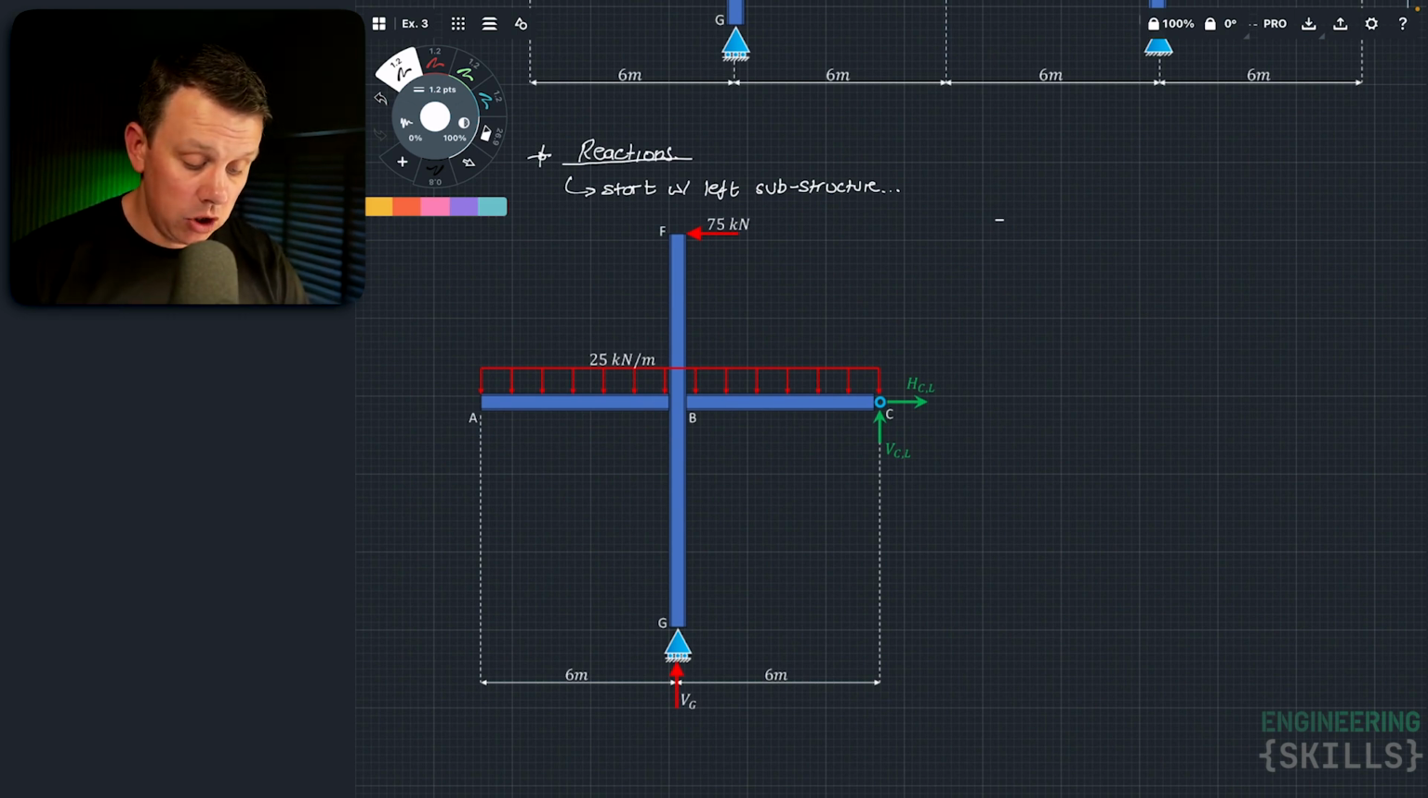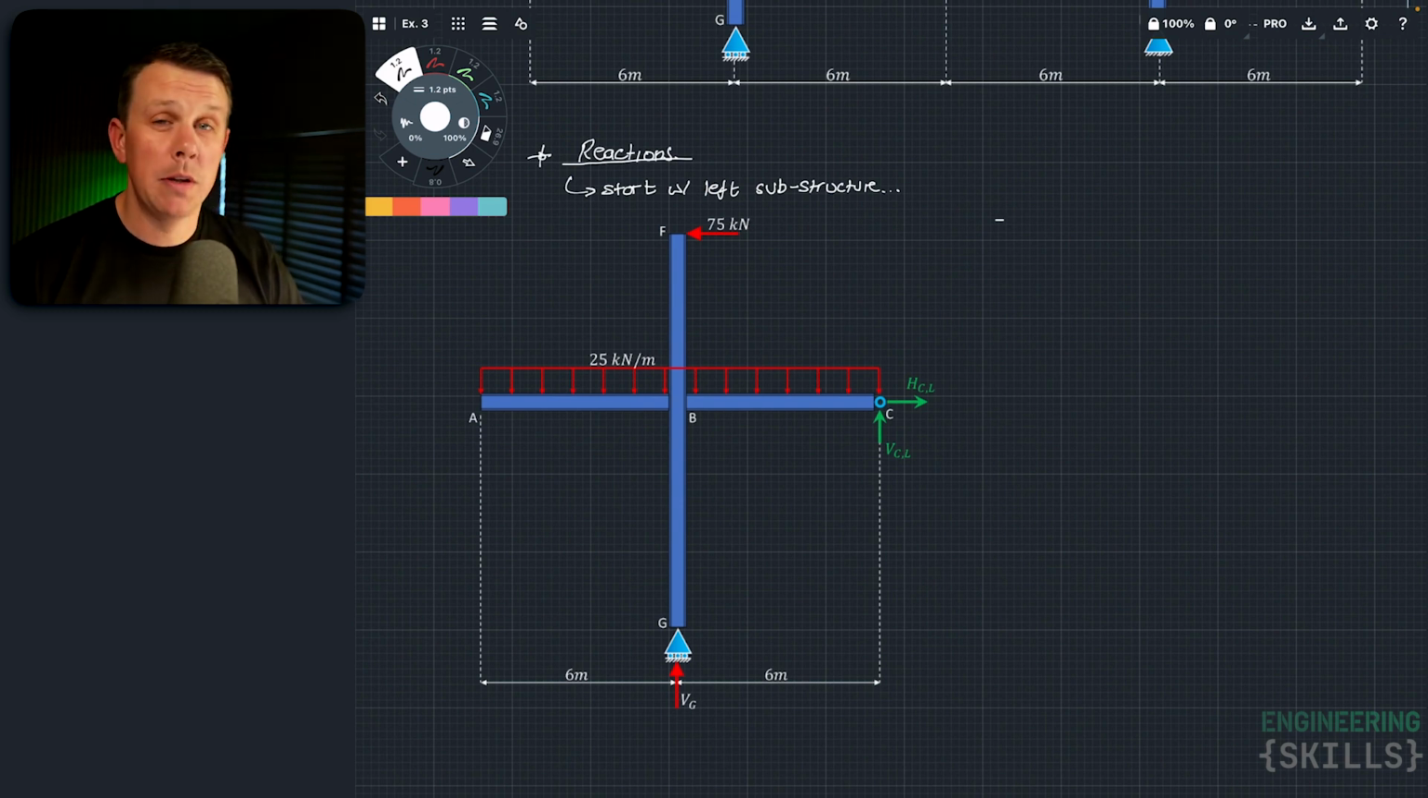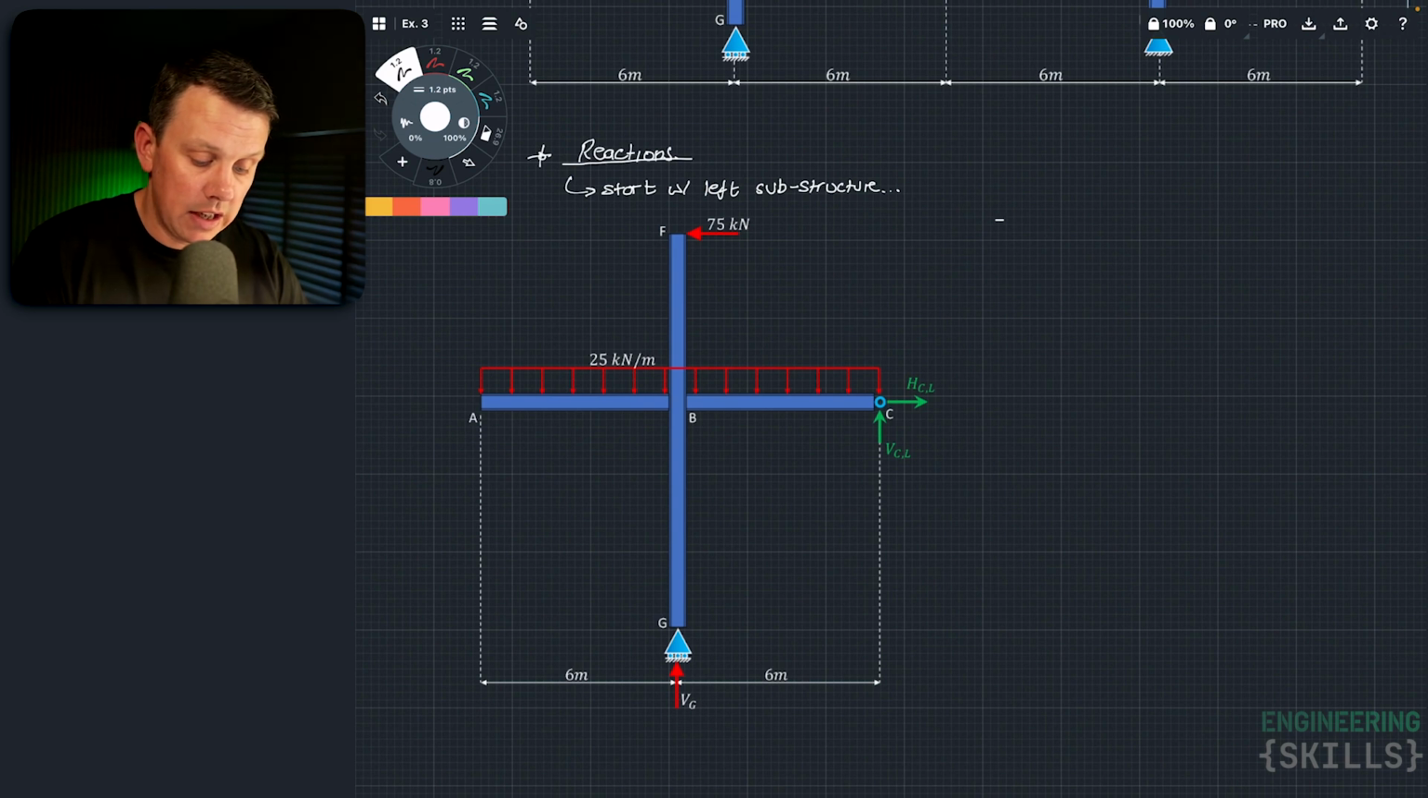So I've got 2 unknowns at C, and I have a vertical reaction force at G. So what I'm going to do is take the sum of the moments about C. We know it has to equal 0. The only unknown in that moment equation will be Vg, and we can solve for Vg straight away. So let's do that. Let's take the sum of the moments about C.